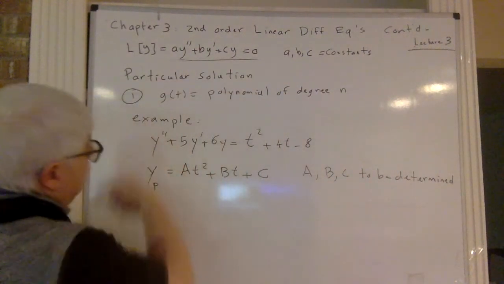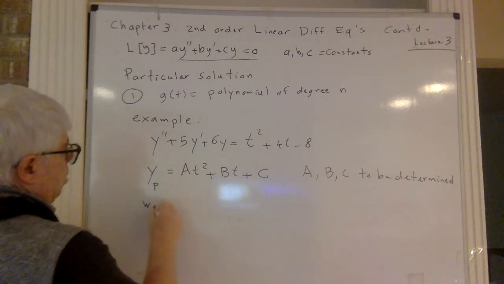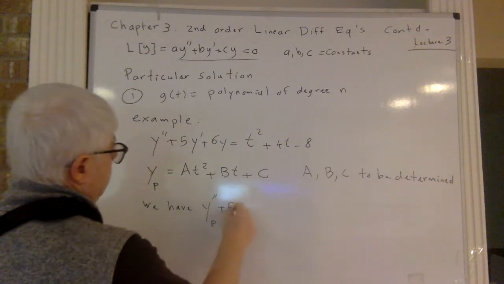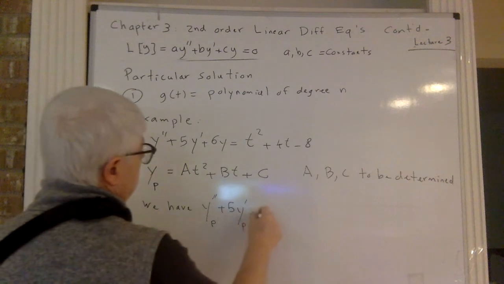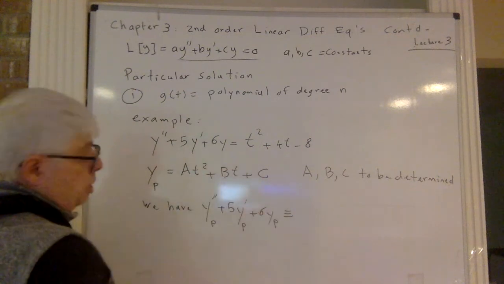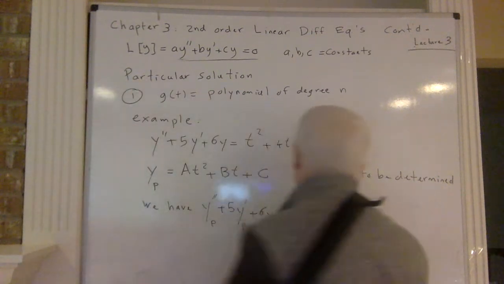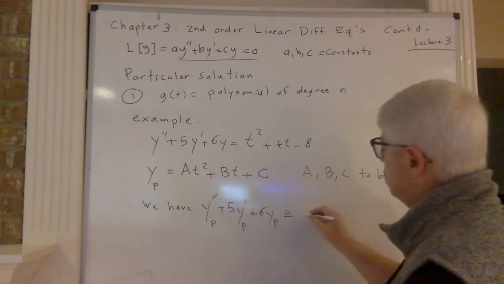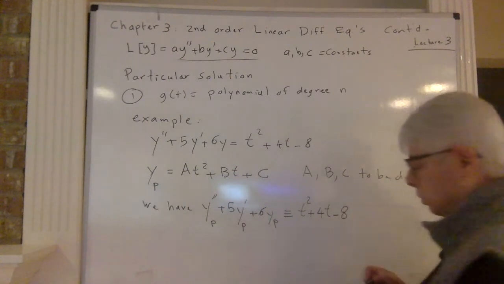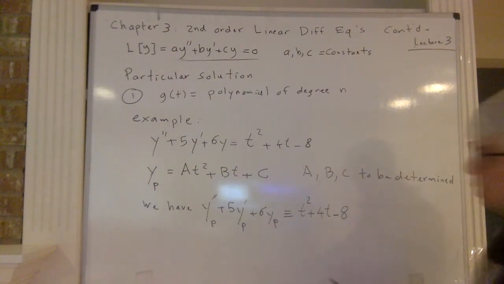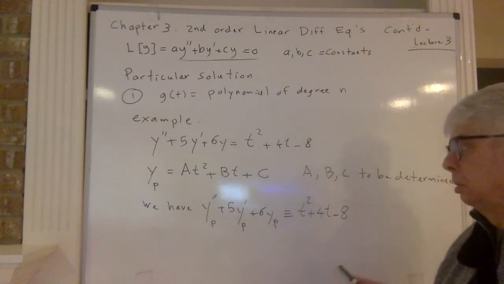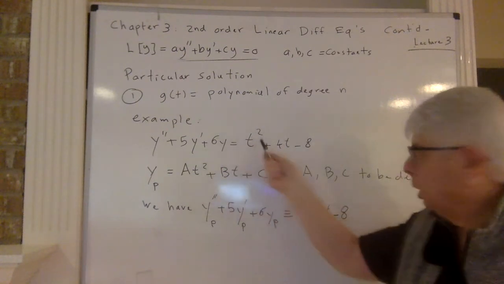Now, this yp satisfies the equation. We have yp double prime plus 5 yp prime plus 6 yp, which should be the same as t squared plus 4t minus 8. That is not an equality, that is like an identity. Whatever polynomial I get here should be exactly this. That's why I chose t squared, right?